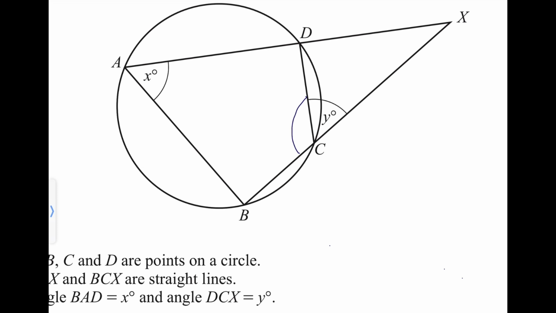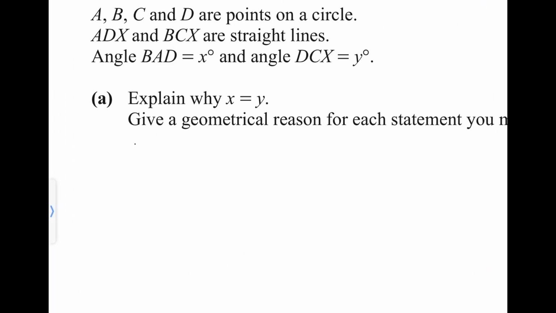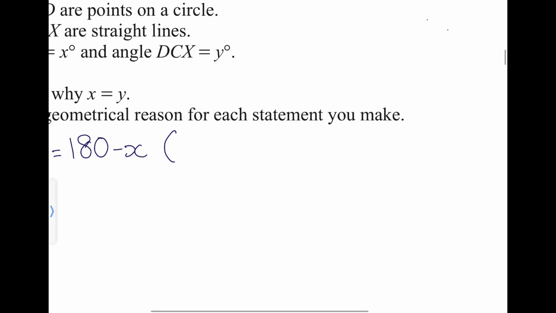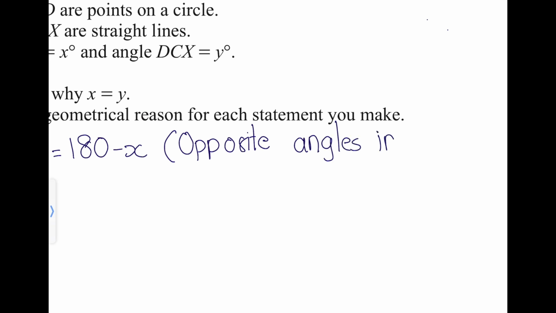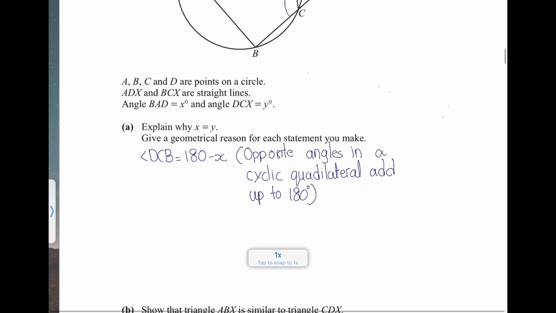Now I'm going to write it down in the written explanation, which will make it more clear. Now you say that angle DCB is equal to 180 minus x, because the property that we're using here is that opposite angles in a cyclic quadrilateral add up to 180 degrees. All right, now we've got 180 degrees.